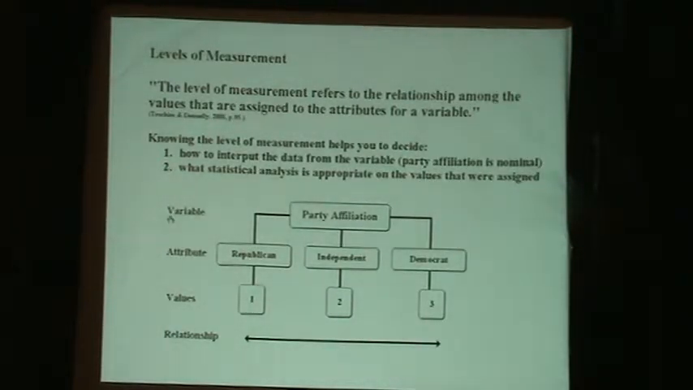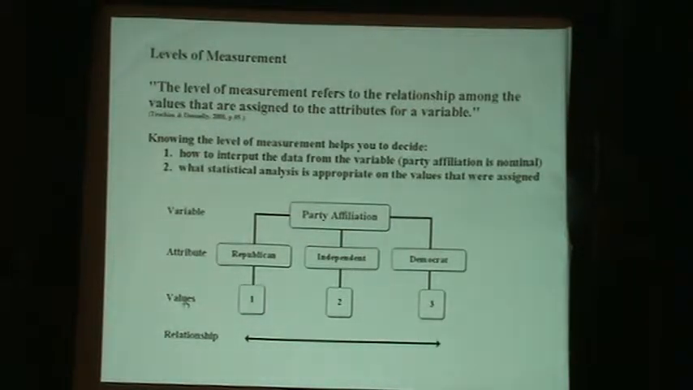Here we have a variable. And a variable is, let's say, party affiliation. The variable could have been gender, could have been any kind of variable, but here the variable is party affiliation. Now, I've decided that the attributes of that variable will be Republican, Independent, or Democrat. So those are the attributes of the variable party affiliation.